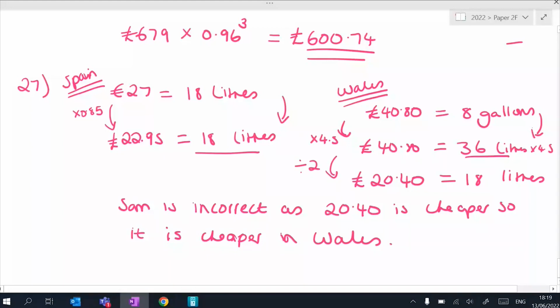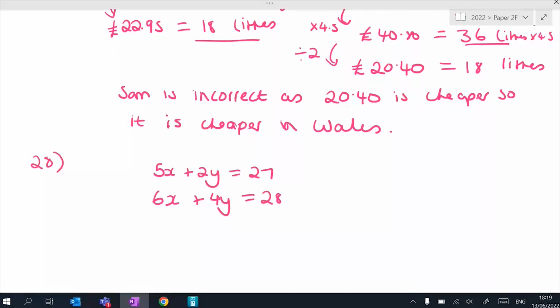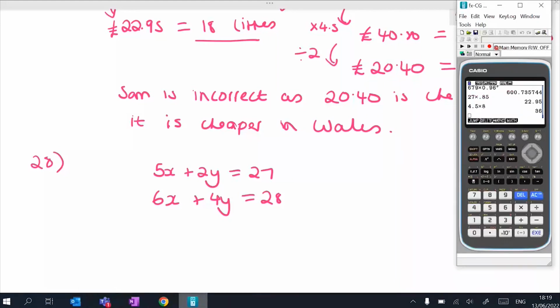And then question 28, simultaneous equations. So 5x plus 2y is 27. 6x plus 4y is 28. Now, the first thing I would say is that if you do have a graphical calculator, you can put that into your calculator because this question doesn't actually say that you need to show algebraic working. So they can't penalise you, and this means the answer would get you full marks.